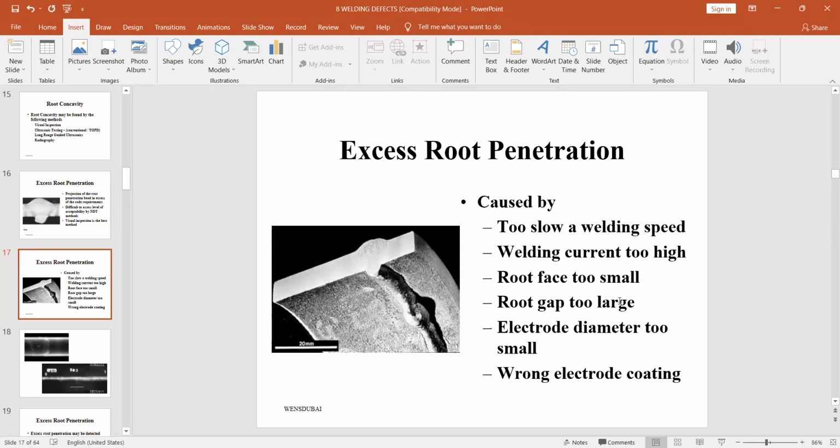So we have to check the root gap, and here we choose the electrode accordingly. If you use the electrode as per WPS, you will not get such type of problems. That's why the WPS is there, to reduce the defects in the weld. So the purpose of WPS is to reduce defects during the welding, and also you will get the strength that's required.